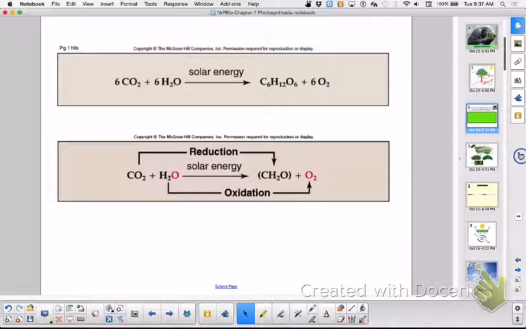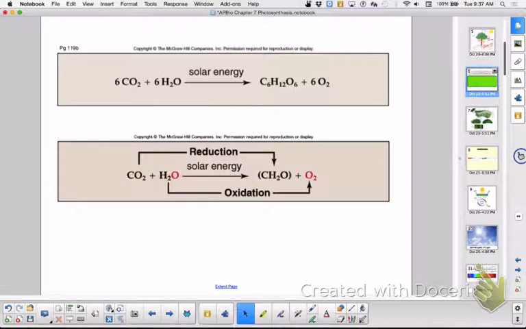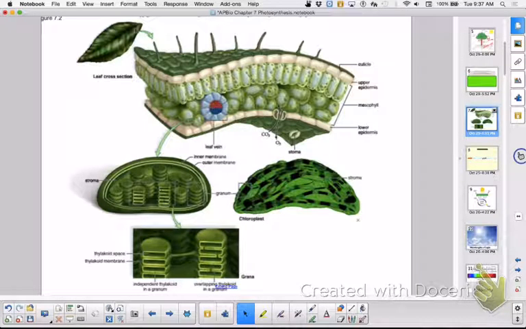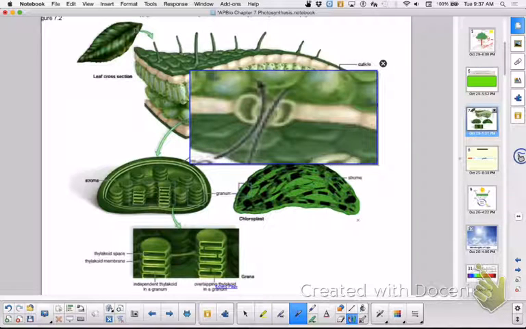So let's talk about the chloroplast. This is a leaf cross section. You can see openings in the leaf right here. This is where gas exchange is going to occur. You have to have openings because most of the leaf is going to be covered by a waxy cuticle.